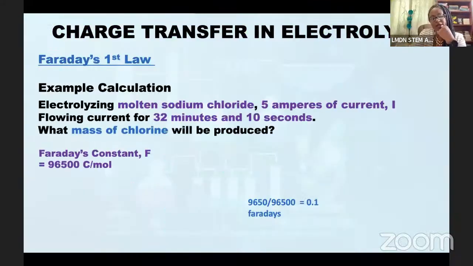Yes, all right, so now we're ready. We are ready to do calculations, right? So this one is really emphasizing the first law. So Faraday's first law, again, we said, can somebody remind me what it is?